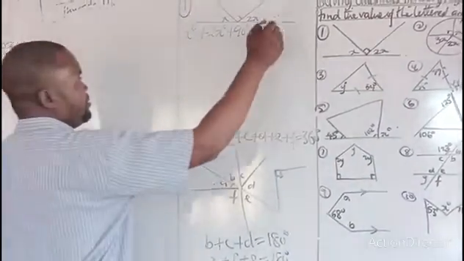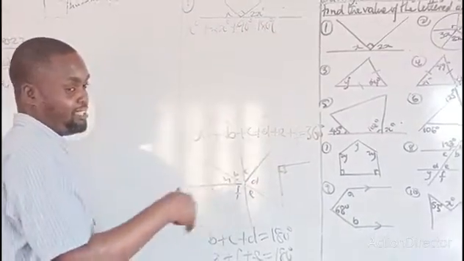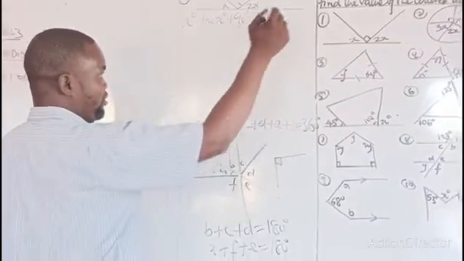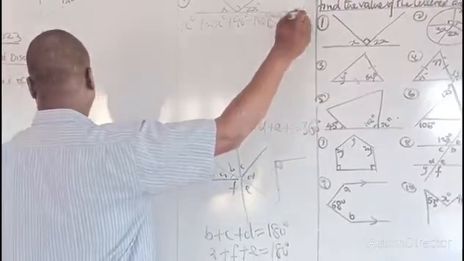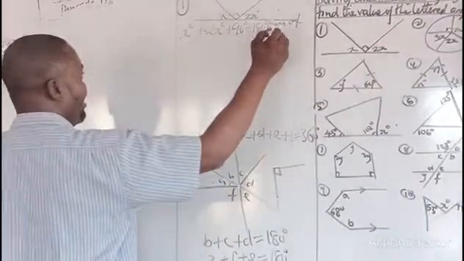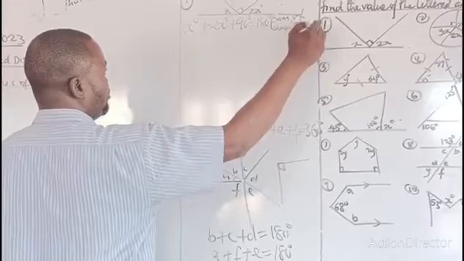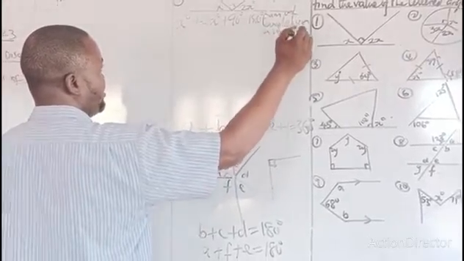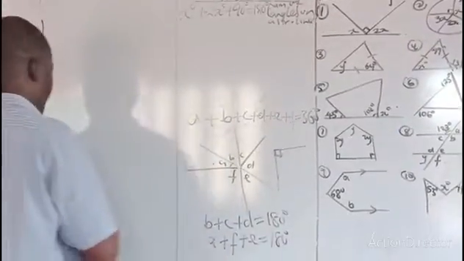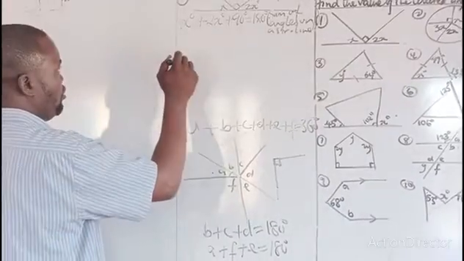So what will I say? Put it in the bracket. If you don't put it in the bracket, you may lose your mark. You must write your reason: sum of angles on a straight line.